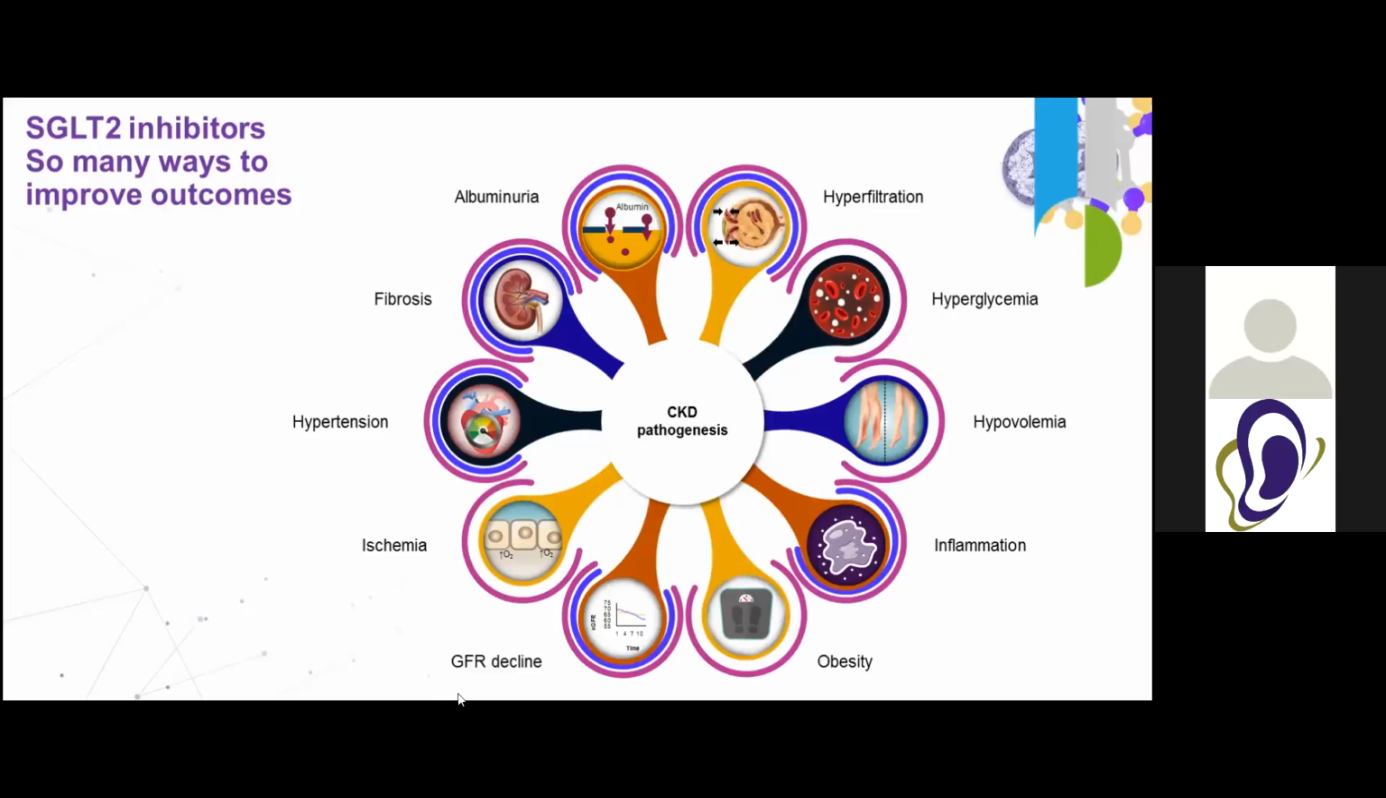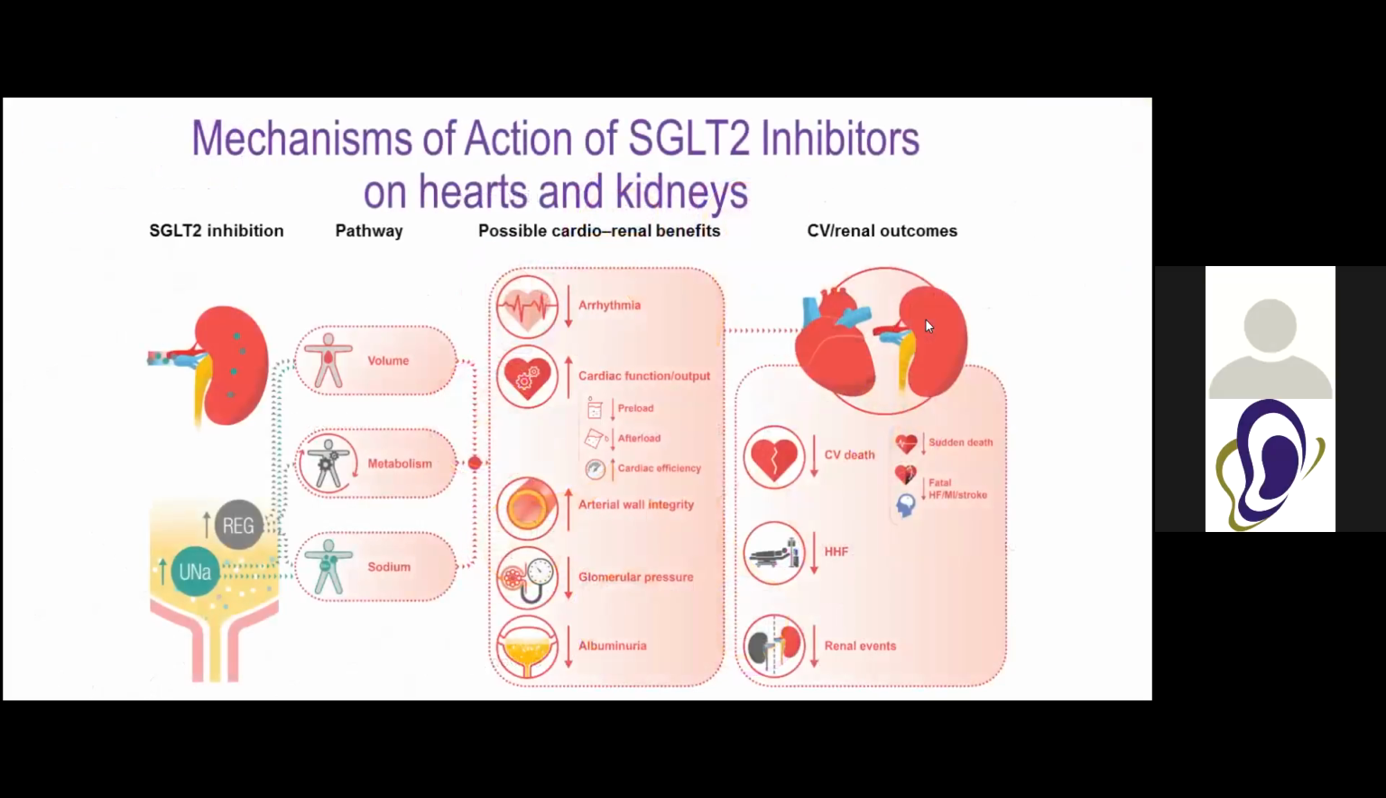They attenuate GFR decline. They reduce ischemia within the renal parenchyma and probably the myocardium. They improve blood pressure control. They're probably antifibrotic as well. And so if you think of those mechanisms and how, if you inhibit the SGLT2 pathway, you get an improvement in your effective circulating fluid volume, probably alter metabolism, and also get a sodium diuresis.